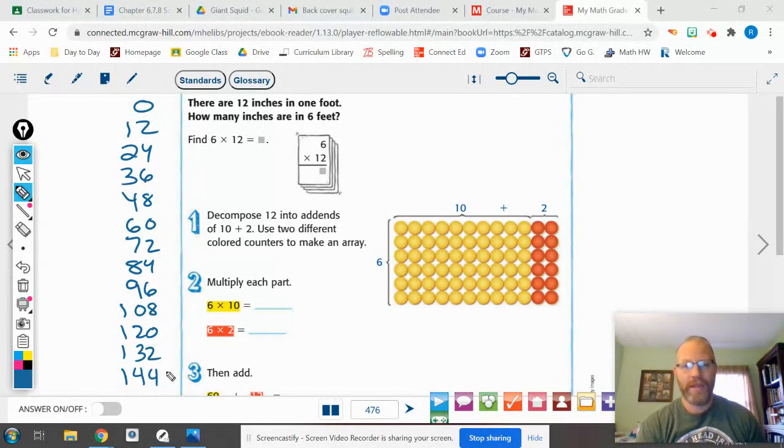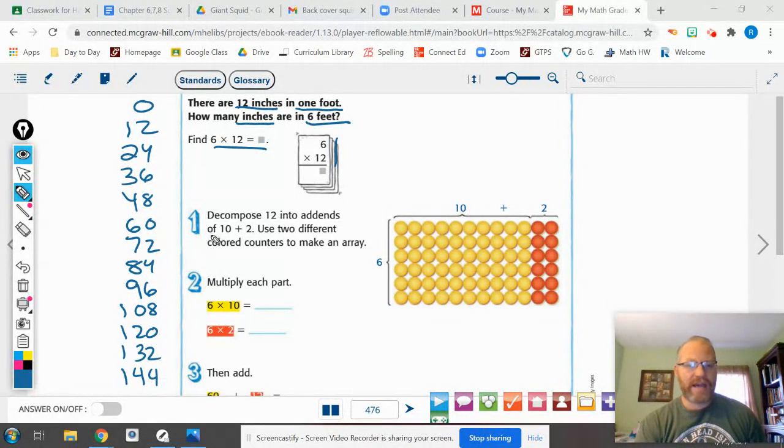There are 12 inches in 1 foot. How many inches are in 6 feet? So we have 6 times 12. We see you're writing it horizontally or vertically.